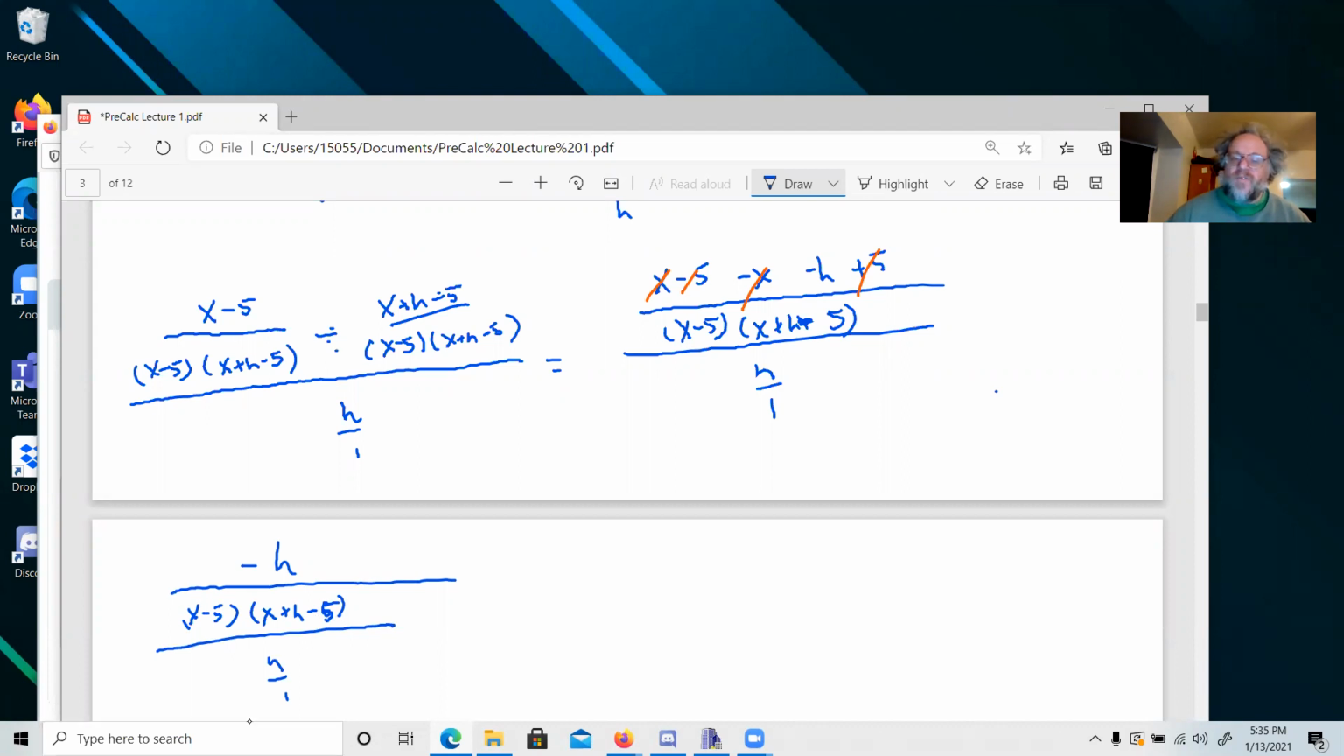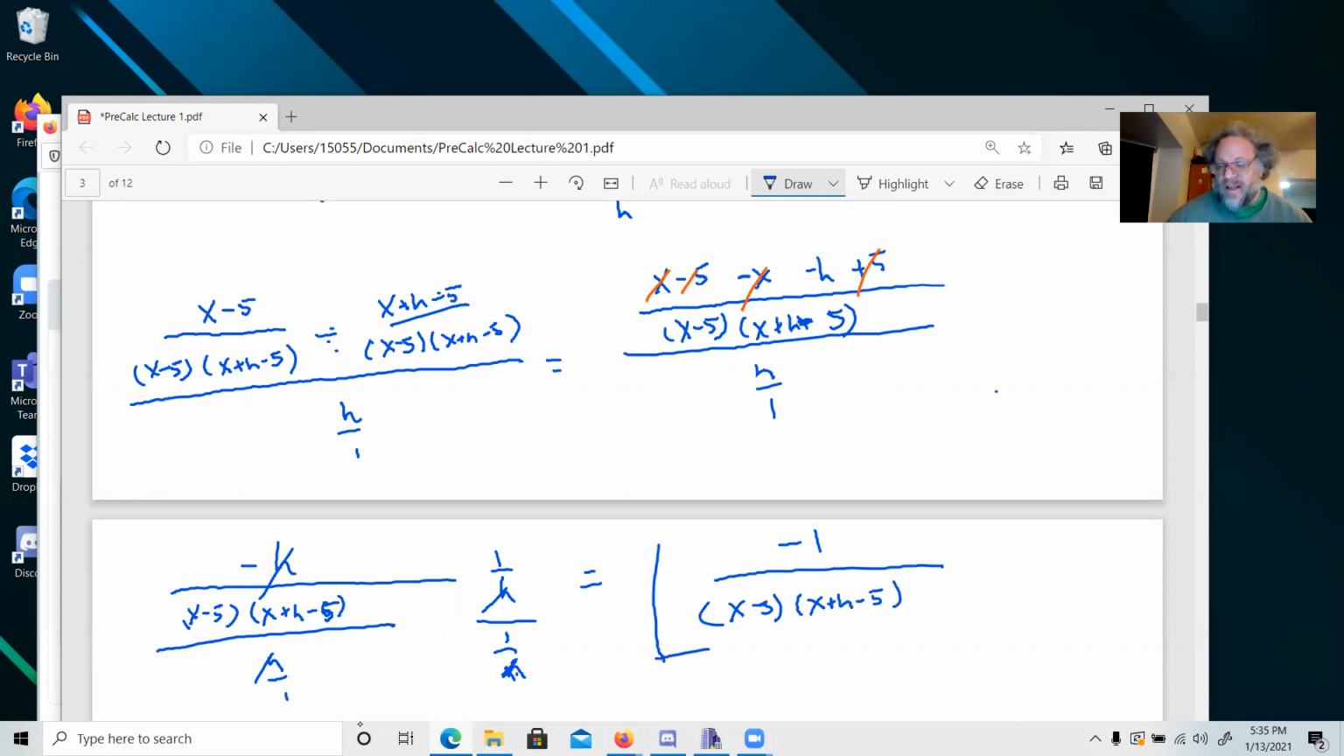We got a fraction on top of a fraction. You remember how that goes? That's 1 over h, 1 over h. So this cancels. Remember, this was the h we wanted to cancel, right? This one doesn't count, but this was the h we wanted to cancel. And there it goes. So we are left with negative 1 over x minus 5, x plus h minus 5. When they say simplify, this is exactly what they need. We did not multiply that at all.